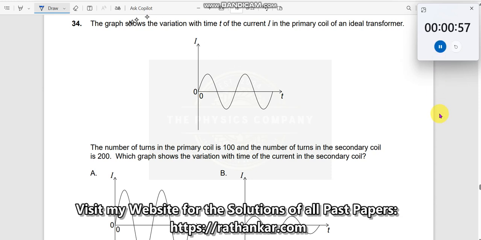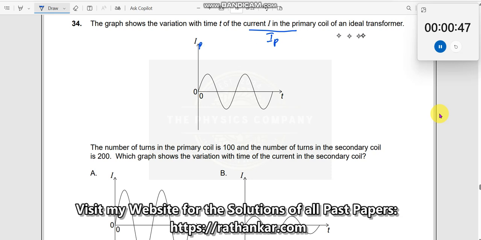Question number 34. The graph shows the variation with time t of the current I in the primary coil of an ideal transformer. So many terms. Primary coil, this means what? This is your IP over here. An ideal transformer means the efficiency is 100%.